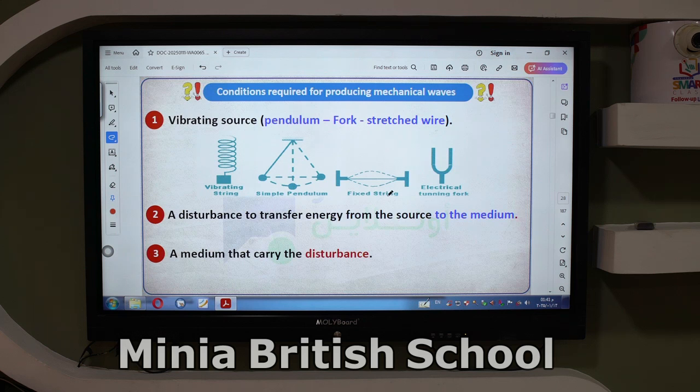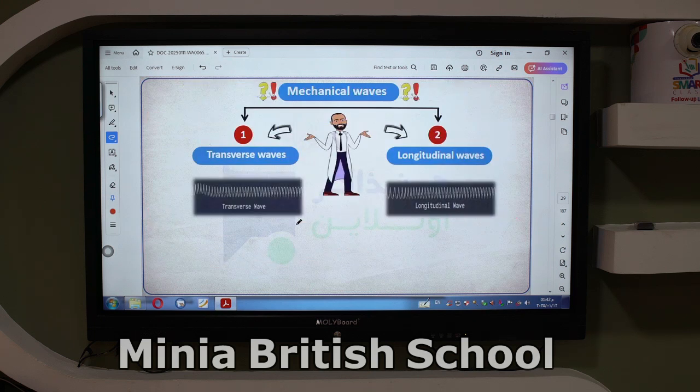Conditions required for producing mechanical waves. How can we produce a mechanical wave? A vibrating source, like a pendulum, fork, or stretched wire. A disturbance, which means the wave transfers energy. And a medium that carries the disturbance. Mechanical waves can be transverse or longitudinal.